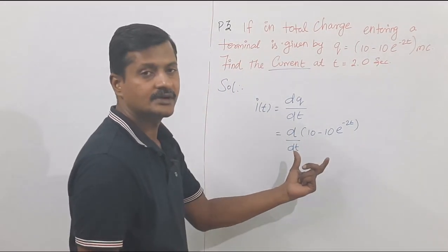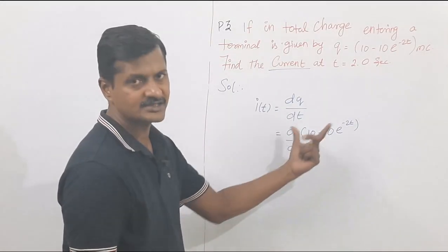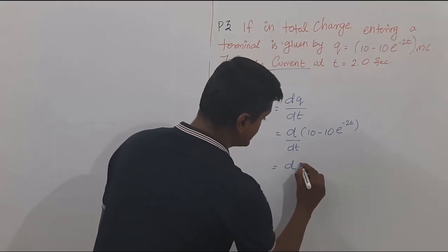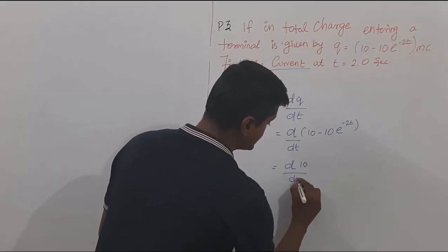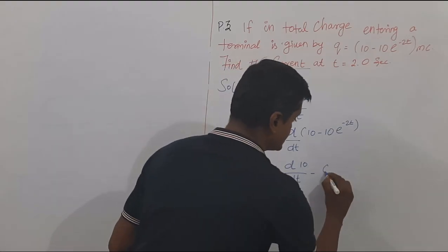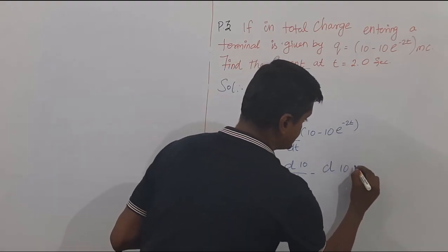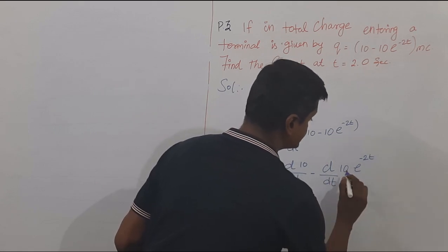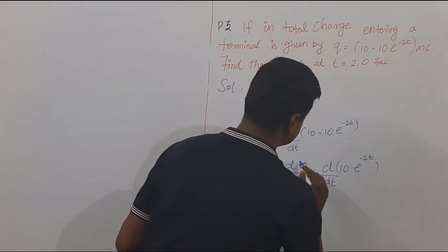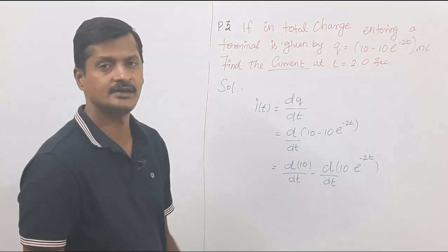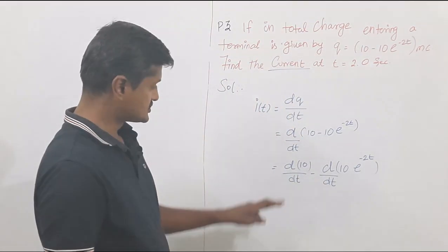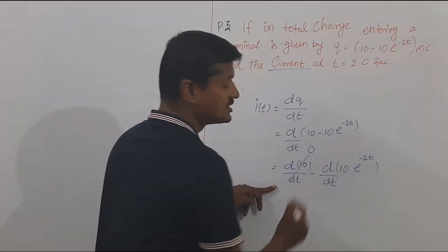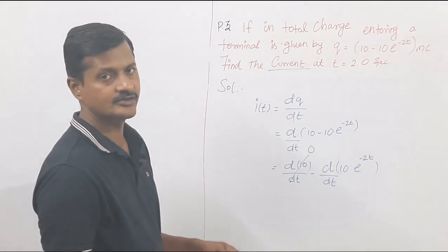So there are two terms, so we are splitting into two terms. d into 10 divided by dt minus d into 10 e power minus 2t divided by dt, divided by 2t. Now we are differentiating the constant. Differentiating the constant, the total value becomes 0.